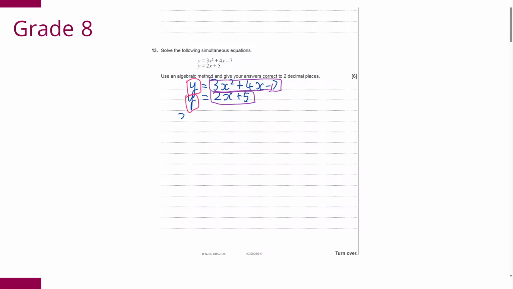There we go. So 3x squared plus 4x minus 7 equals 2x plus 5. And we get our lines in, and we get it equal to 0. So take away the 2x and take away the 5. We've got 3x squared, take away the 2x would be plus 2x, take away the 5 would be what? Minus 12 equals 0.